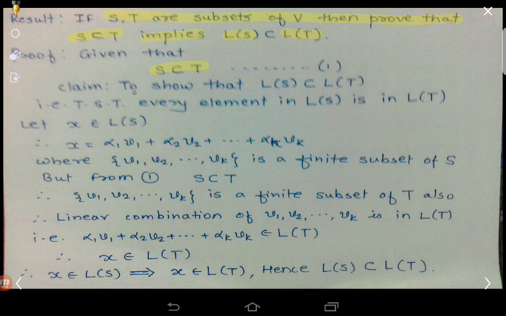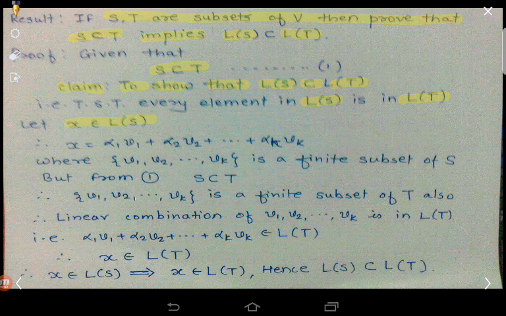Now we have to show, as mentioned in the claim, that L of S is a subset of L of T. That is to show that every element of L of S is again a member of L of T. So consider one element from L of S. Let us name it X, that is X belongs to L of S. And finally we have to show that this X is again a member of L of T.